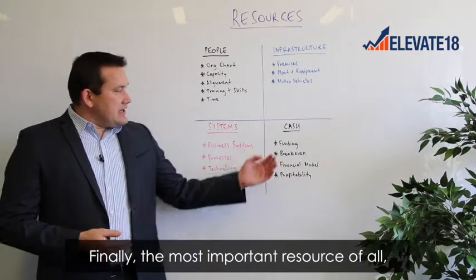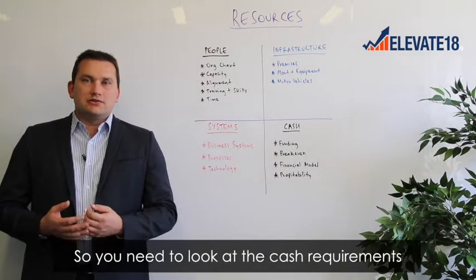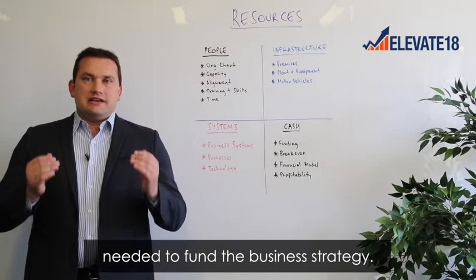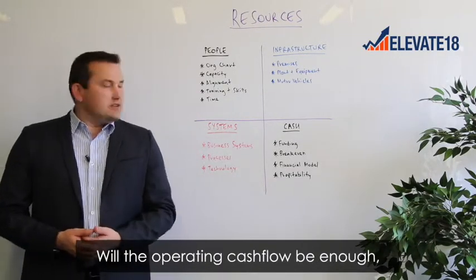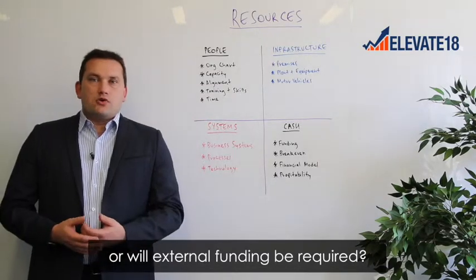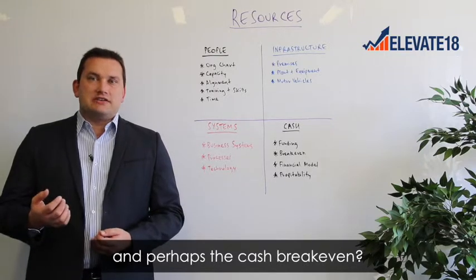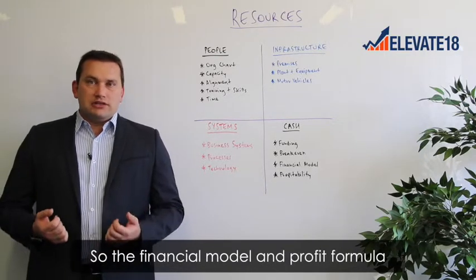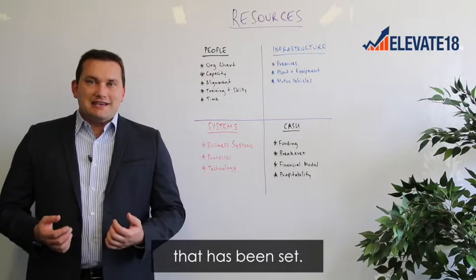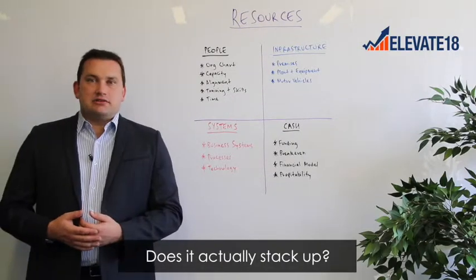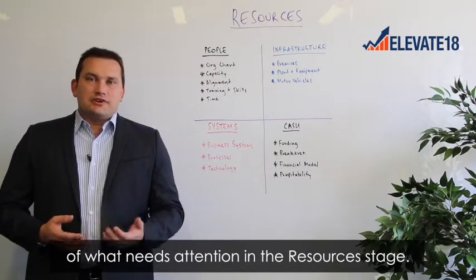And then finally, and most important of all, we've got profits and cash. So you need to look at the cash requirements that are needed to fund the business strategy. Will the operating cash flow be enough, or will external funding be required? And then what is the break-even point, and perhaps the cash break-even? So the financial model and the profit formula must be built to account for the strategy that's been set, and does it actually stack up? So there you have the outline of what needs attention in the resources stage.